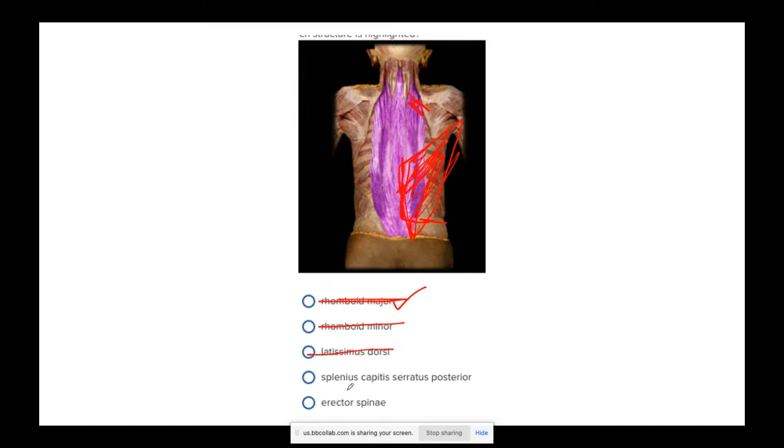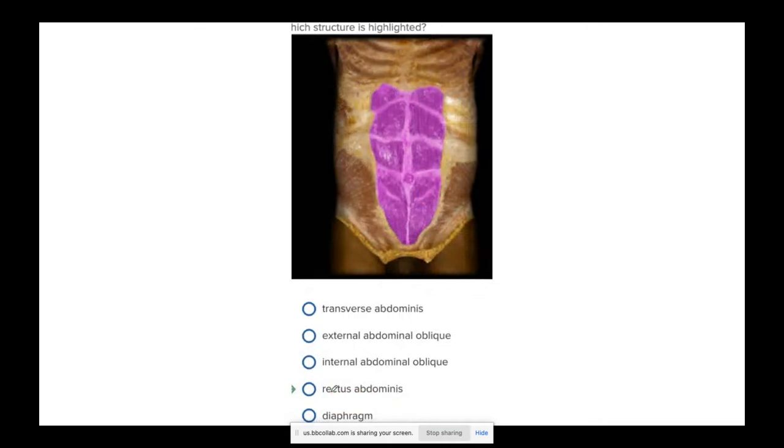So it's not that. Splenius capitis. Well, capitis, capital, that's up here. The splenius muscles are only cervical muscles. They're up at the top. So by process of elimination, we figured out it was erector spinae muscles.